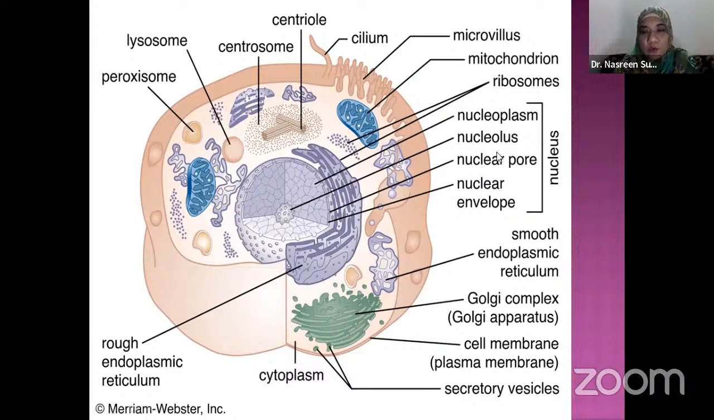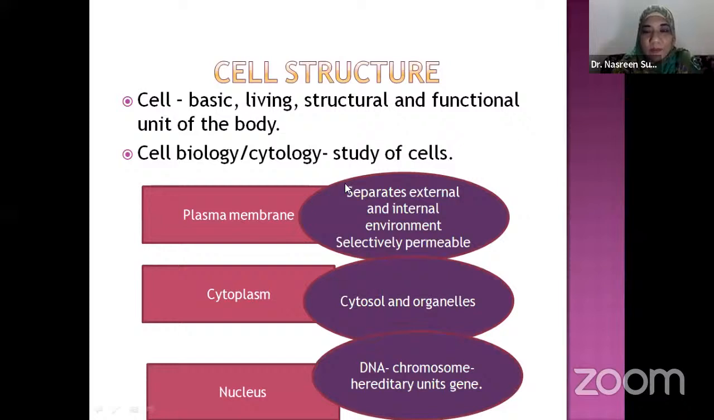The nucleus consists of nucleoplasm and the nuclear envelope. All these things we will study when we study the nucleus in detail. So what is the function of the plasma membrane? It separates the external and internal environment, and it is selectively permeable. What do you mean by selective permeability? All those things we will study separately.